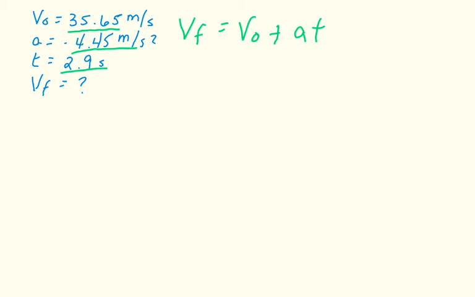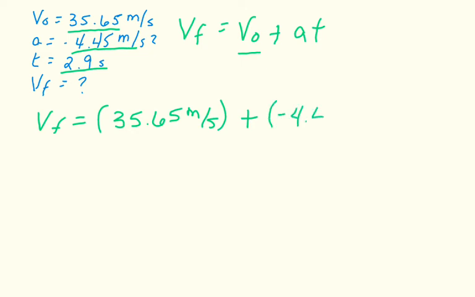VF, right? We don't know what that is, so we're just going to write VF is equal to, now for the V naught, right? We're going to plug in our V naught value. In this case, it's going to be 35.65 meters per second. Okay. Plus our acceleration, which is negative 4.45 meters per second squared. And that's going to be multiplied by our time, which is 2.9 seconds.